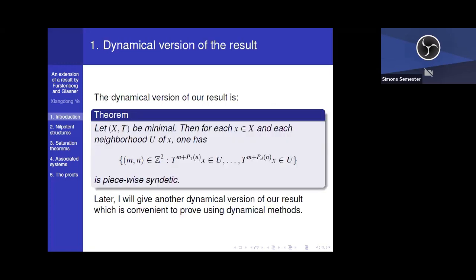I will show you another motivation. This is the combinatorial version. The dynamical version is the following. You have a minimal system. Then for each x and each neighborhood U, the set of pairs satisfying this condition is piecewise syndetic. Later I will give another version of our result, which has a convenient proof using dynamical methods.